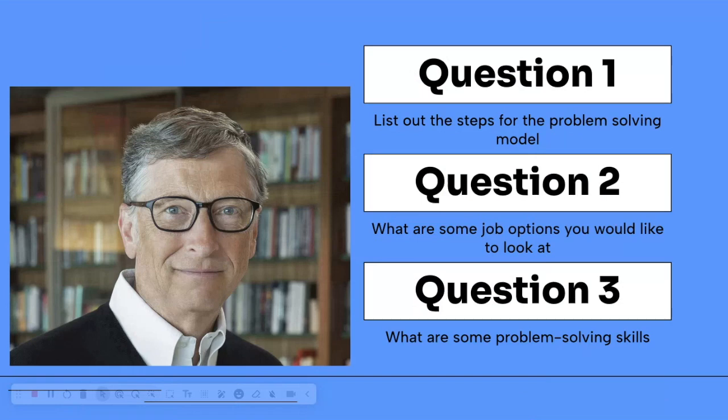So now, going to the question section of today's lesson. Question 1 is list out the steps for the problem-solving model that we went over today in the lesson. I'll give you guys a few seconds to answer that question. Question 2 is what are some job options you would like to look at? This one's more free response, so whatever you guys are interested in, feel free to answer. And question 3, once again, is a very free response question. But if you guys could say what are some problem-solving skills that you guys think are necessary, this could be from whatever we talked about or from whatever you guys think.